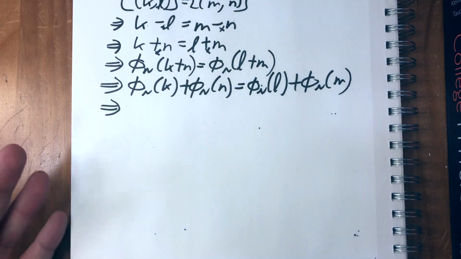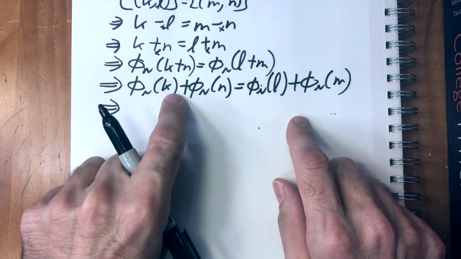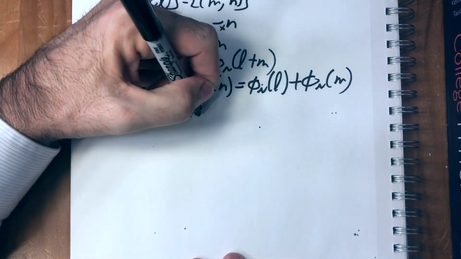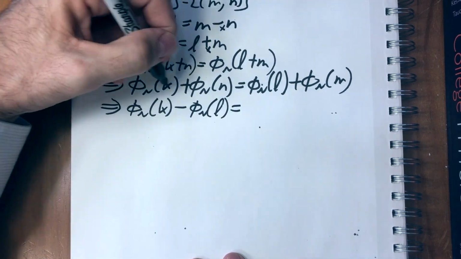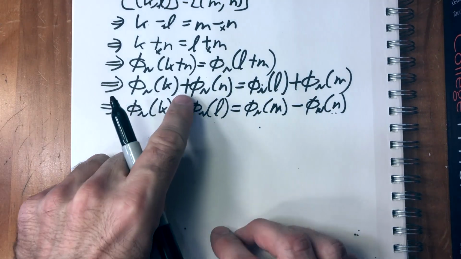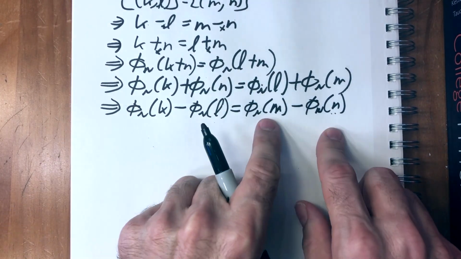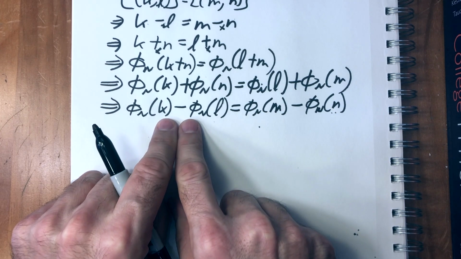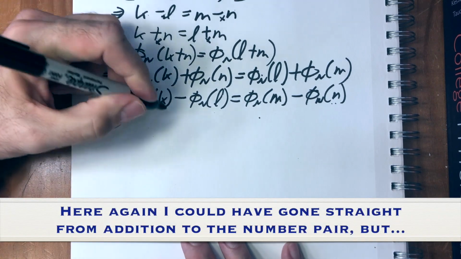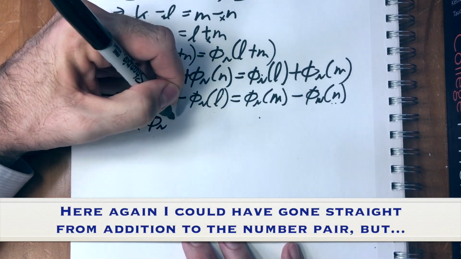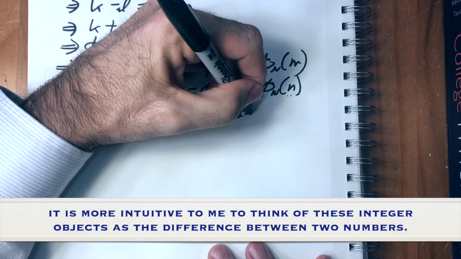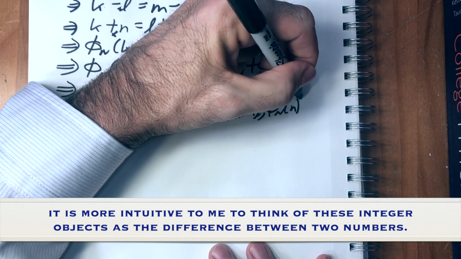That implies, now we can rearrange it again, so we can move the l back, move the n back, and we get phi n of k minus phi n of l equals phi n of m minus phi n of n, right? So we move this one over there, this one over there. Now we're back where we were. Now this again, we can just use the definition of integer to rewrite this as the equivalence class of phi n of k, phi n of l equals phi n of m, phi n of n.